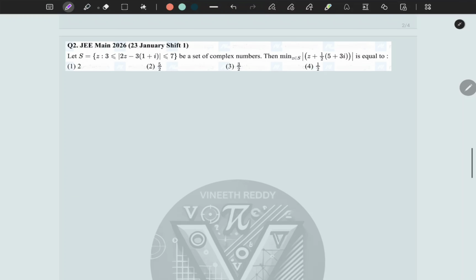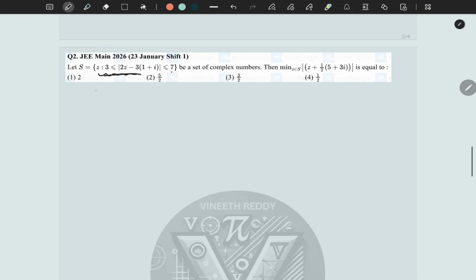Next question. Now since you have understood the previous question, he is telling: let S be the set of all points z such that 3 is less than or equal to mod of (2z minus 3) into (1 plus iota), less than or equal to 7. So let us first find this part. So the inequality is 3 is less than or equal to mod of this, which is less than or equal to 7.